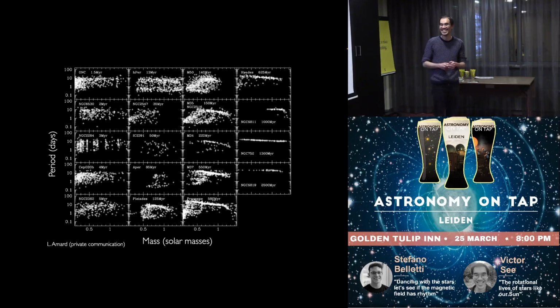Next, let's just focus on these two clusters, which is the relatively young h Persei cluster, which has an age of about 13 million years. That is young in astronomical senses, and then this NGC 6819 cluster, which has an age of 2.5 billion years.